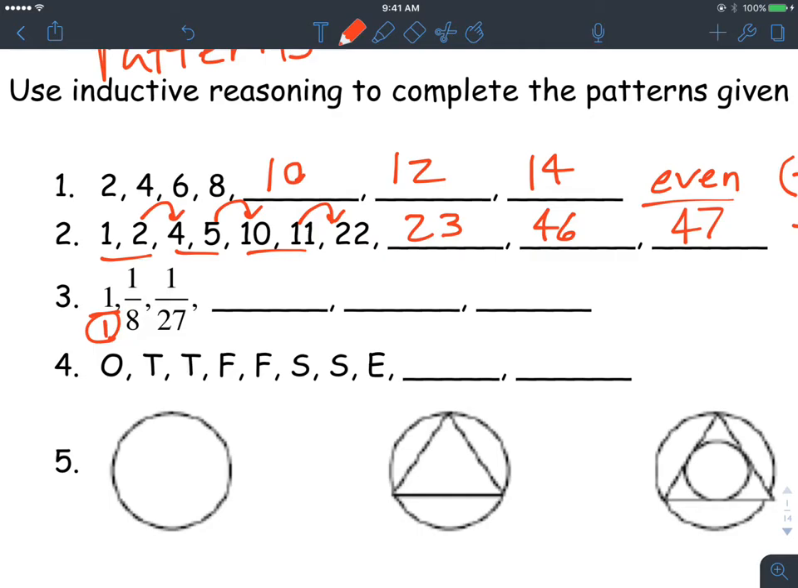What I'm seeing here is that the denominators are perfect cubes. So think about this. What is 1 over 1 squared? Or I'm sorry, not even squared. Let's go cubes, like I'm talking about here. 1 cubed, 1 times 1 times 1, is 1.